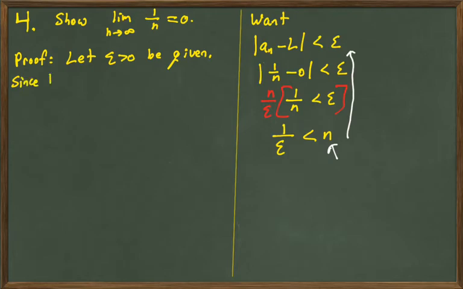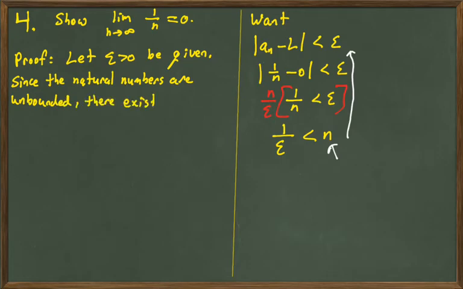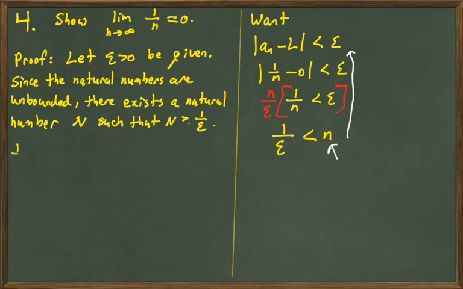All right, so since the natural numbers are unbounded, that means there's no largest natural number. So since the natural numbers are unbounded, there exists a natural number, big N, such that big N is greater than or equal to, and let's just say strictly greater than, 1 over epsilon. It certainly could be greater than or equal to, but let's say strictly greater than 1 over epsilon.